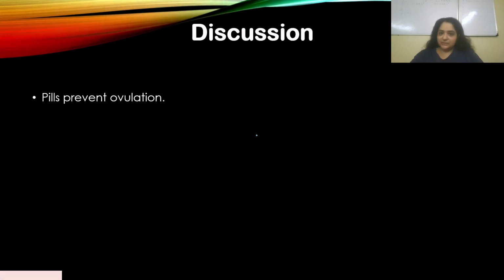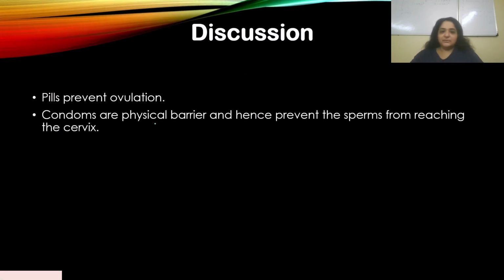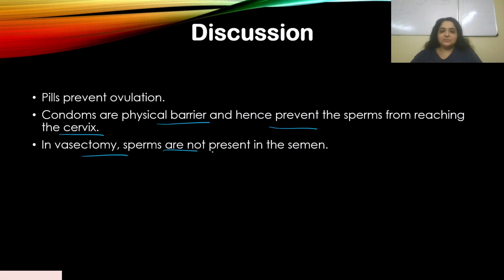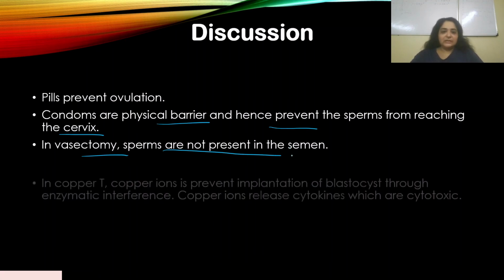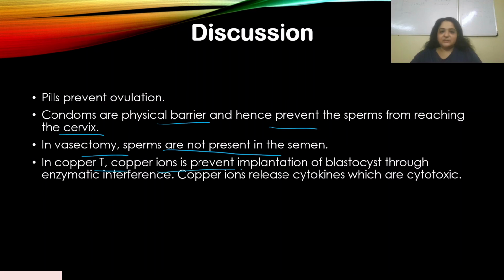So pills prevent ovulation. Condoms are physical barriers and hence prevent the sperm from reaching the cervix. In vasectomy, sperms are not present in the semen. Yes, we already discussed vasectomy in detail. And copper T, copper ions prevent implantation of blastocysts through enzymatic interference. They release cytokines which are cytotoxic. Okay, so these are the 4 methods. All right, let's move on.